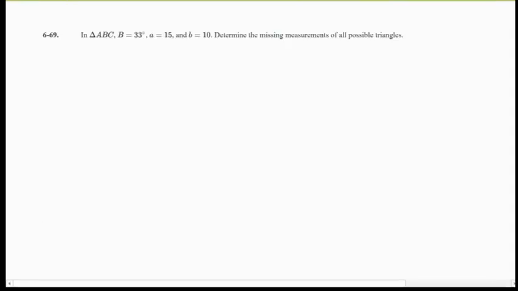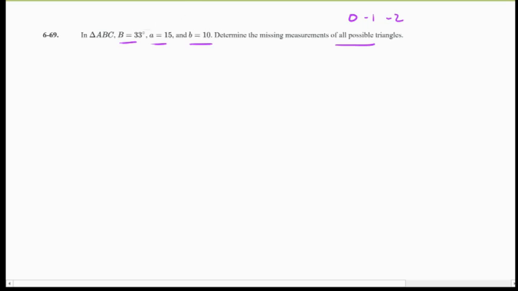Here we are talking about triangle ABC, and we're given three measurements, and it asks us to determine the missing measurements of all possible triangles. So we first have to figure out how many there are. There could be 0, where this doesn't work. There could be 1, there could be 2. So we have to figure out how many triangles, and then we'll find the missing pieces, because there are 3 angles and 3 sides. I know 1 angle and 2 sides.